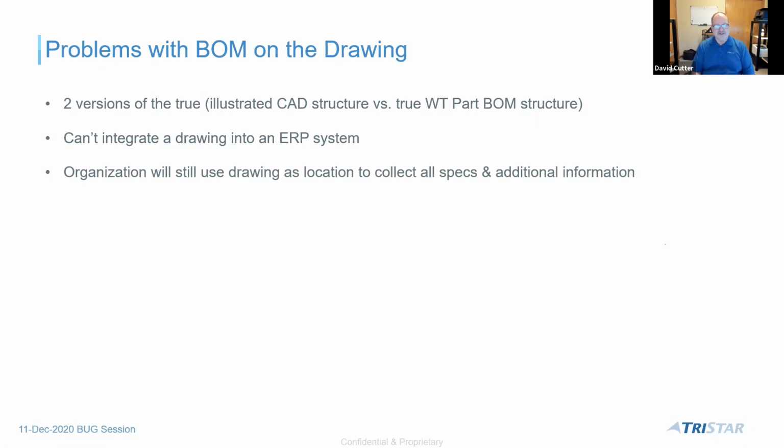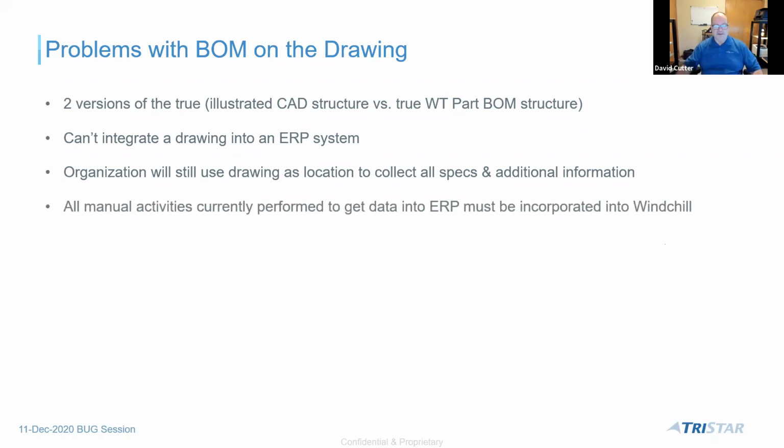Organizations will still use the drawing as location to collect all the specs and additional information instead of getting the actual specification documents that they need to have. So if it's on the drawing, they think that that's all of them, and it may not be, and they may not be correct, because you'll see in a slide following how things can get out of sync. Manually perform to get it into the ERP. It's the only way you can do it if you're drawing based.